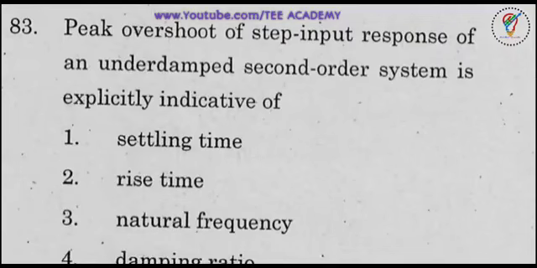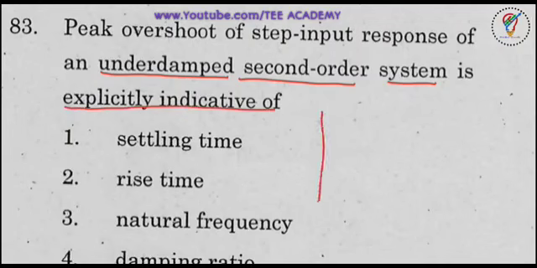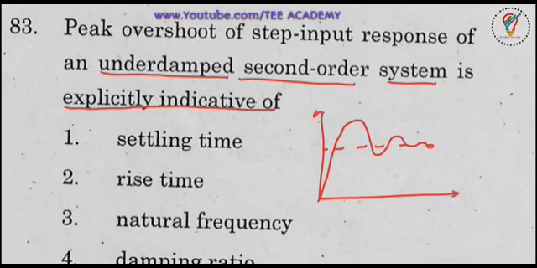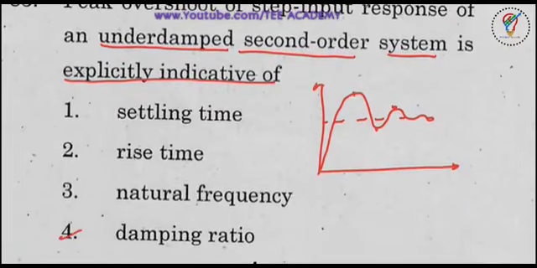The peak overshoot of a step input response of an underdamped second order system is explicitly indicative of? Suppose we take the second order system response, we will get a waveform like this. This is the maximum peak overshoot. What this peak overshoot indicates is the damping ratio. Why? Because damping means a decrease in amplitude, so it is going to decrease and finally settle down to some particular value.